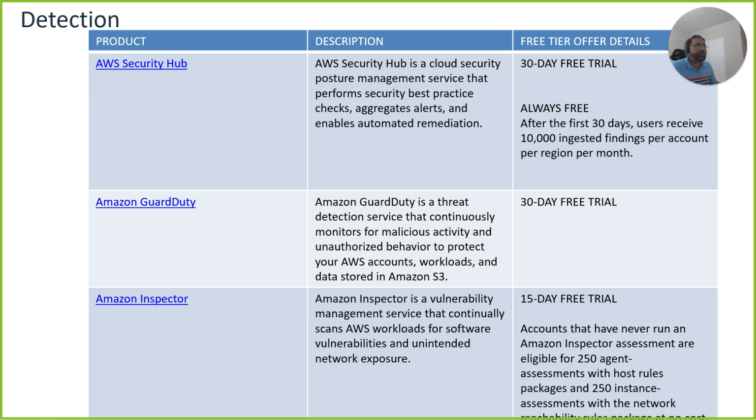So Security Hub. What is Security Hub? Security Hub is a cloud security posture management service that performs security best practice checks, aggregates alerts, and enables automated remediations. What does this mean? This means within your environment, within your cloud security or AWS account, it manages some best practices, and if something is missing within your environment, it will automatically detect and aggregate it in the form of reports, and sometimes it would remediate in an automated fashion, and sometimes it will report back to you so that you can go and fix that.